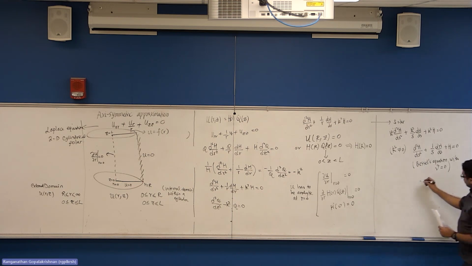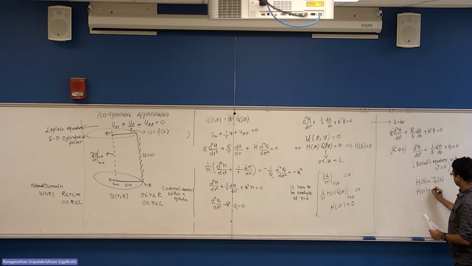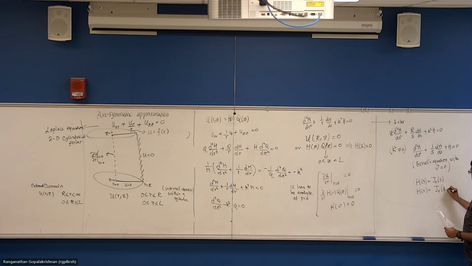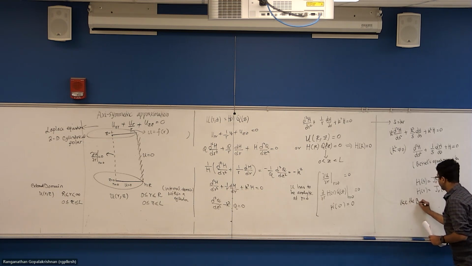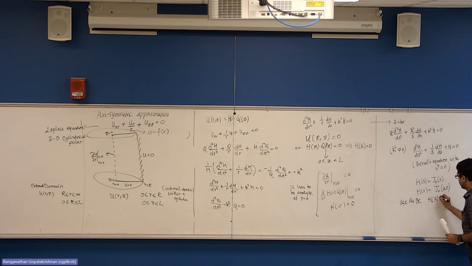As we saw last time, the solution to this, h of s, is J naught of s, or h of r is J naught of kr. Now we use the boundary condition: h at the radius uppercase R is 0, or J naught of kR is 0.